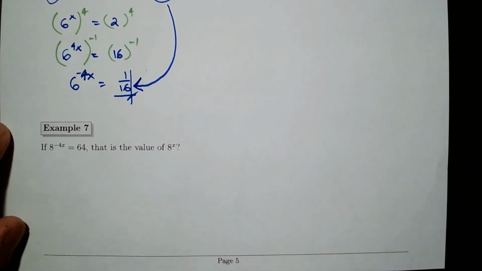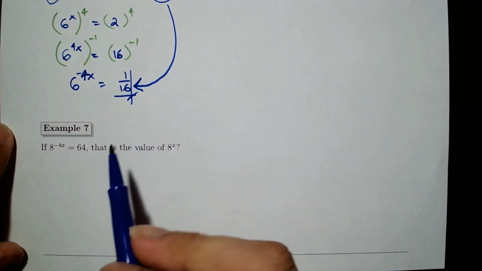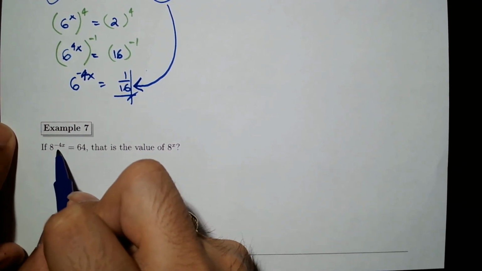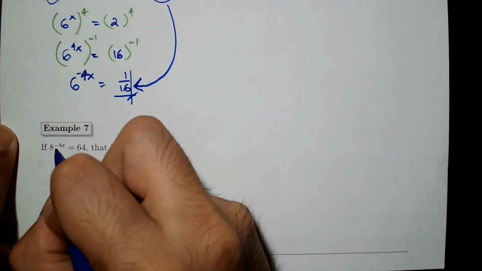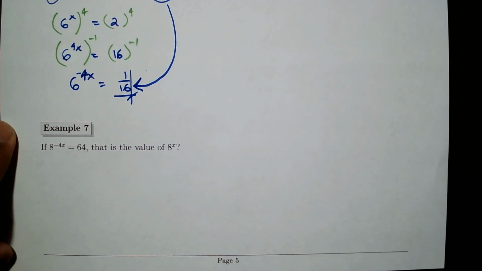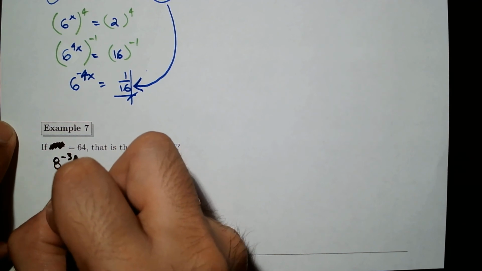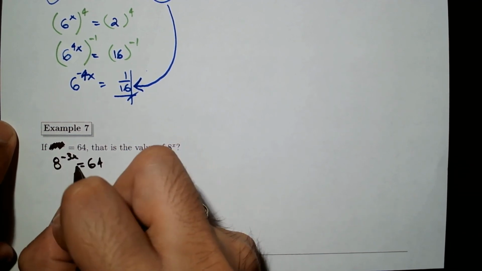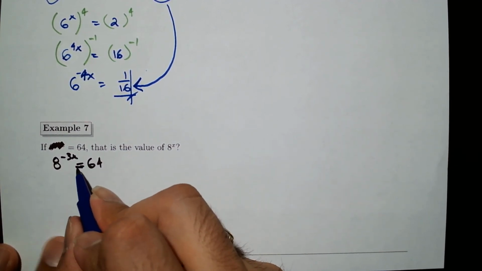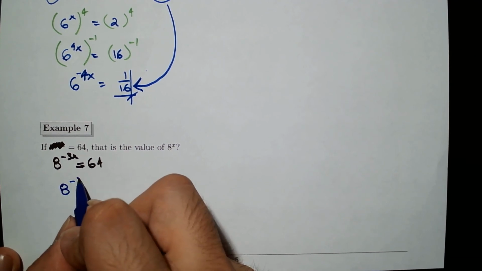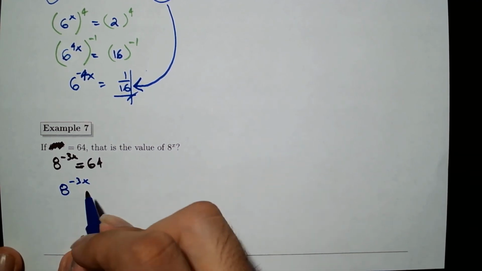Another example like this, well, we are given a to the -4x equals 64. What is the value of a to the x? Actually, I need to fix this, otherwise it's not going to work out. It has to be a to the -3x, not -4x. It will be updated in a handout. So I need to get rid of this -3 to get x by itself.